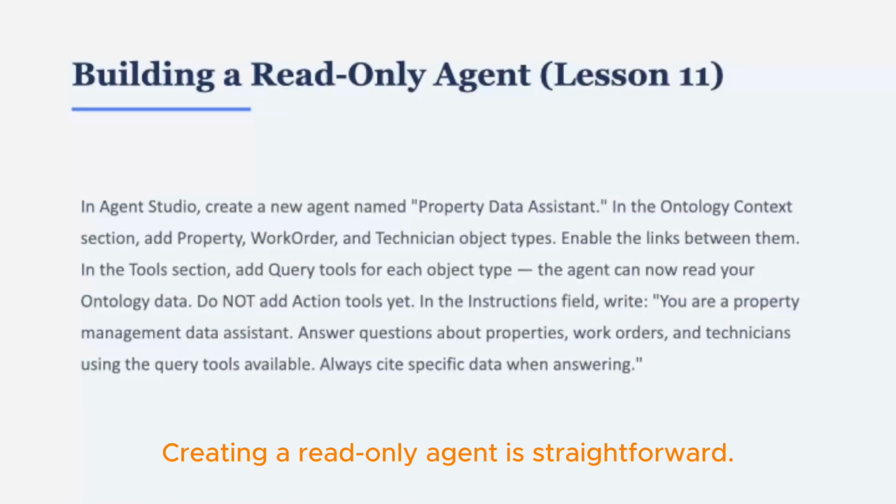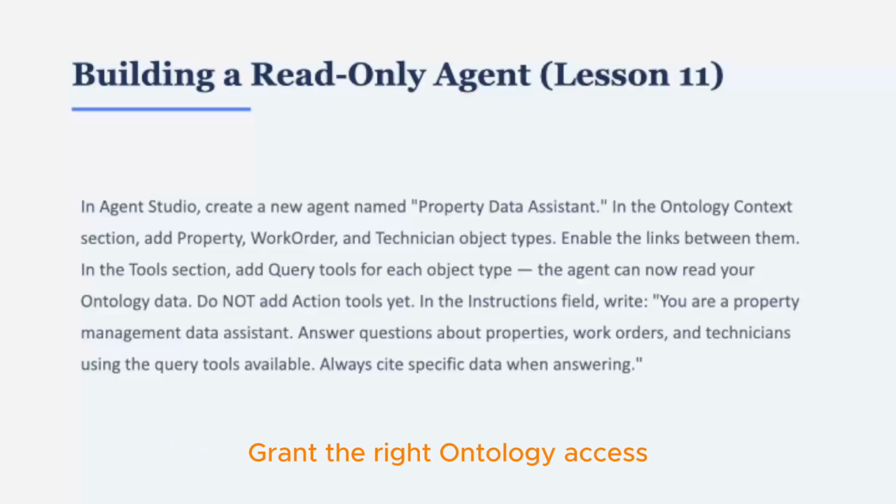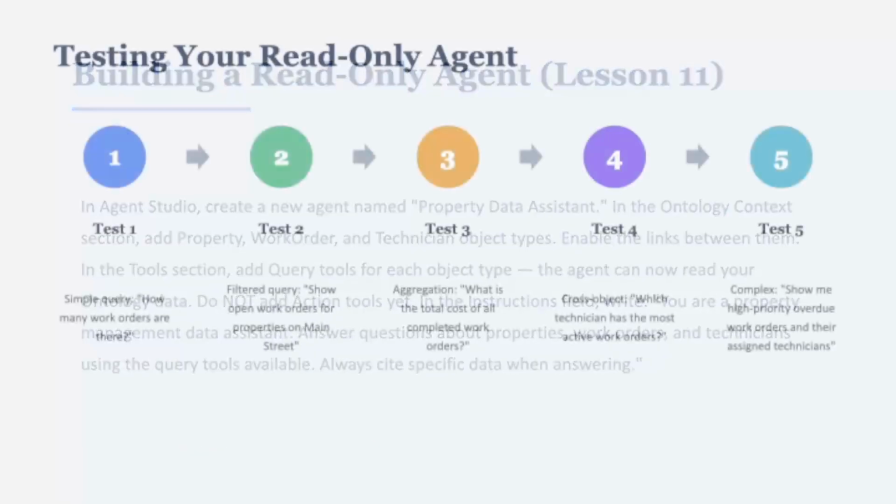Creating a read-only agent is straightforward. Grant the right ontology access without granting action permissions. Links let the agent understand relationships, so it can answer which technician is assigned to this work order because the link between them is enabled.